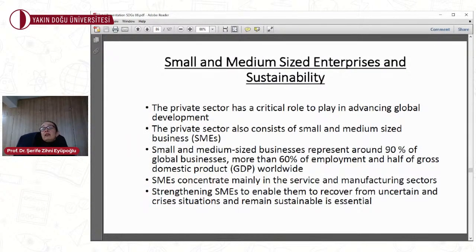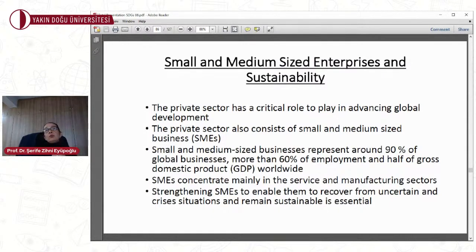Okay, and I want to complete my presentation and just take a look at small and medium-sized enterprises and sustainability. The private sector has a critical role to play in advancing global development. When we say the private sector, most of us automatically think of the big international, multinational companies, the giants all around the world. However, the private sector also consists of small and medium-sized enterprises. In fact, they represent around 90% of all businesses around the world, which is a very big percentage. More than 60% of employment, again, all around the world, and half of the gross domestic product worldwide. So we can say that small and medium-sized enterprises are actually the backbone of our economy. They are very important.